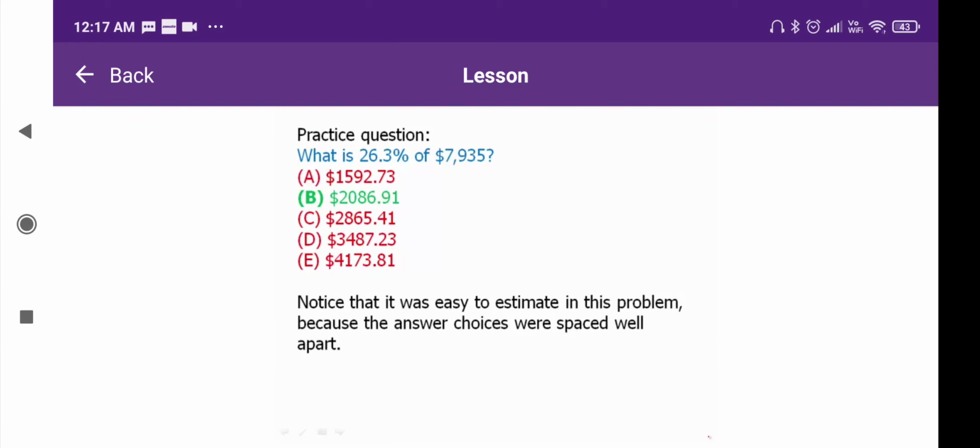Notice that it was easy to estimate in this problem because the answer choices were spaced well apart. And that's one of the tips. If you see a multiple choice question and the answer choices are far apart, then estimating is often a good way to do this. Estimating is also extremely helpful on the quantitative comparisons.